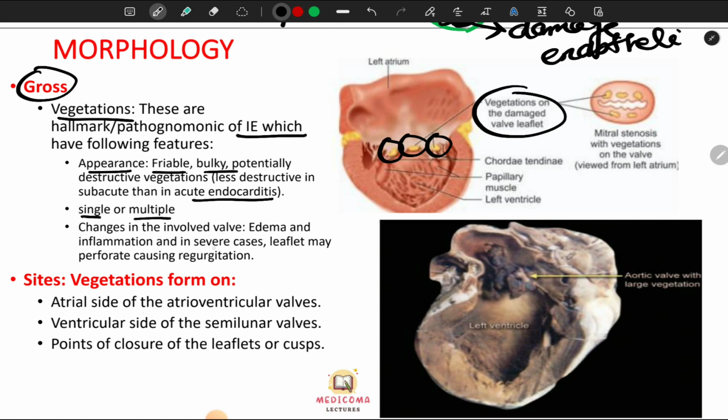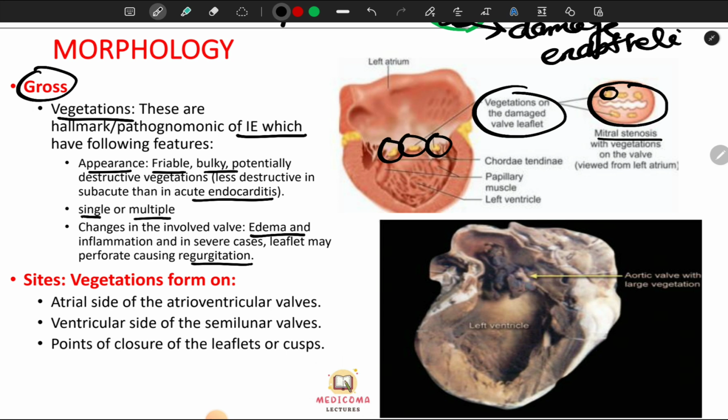So what are the changes which we can see in the involved wall? There may be edema and inflammation. In severe cases, leaflets may perforate, causing regurgitation. As we know, there is mitral stenosis, with vegetation on the wall. So these are the vegetations formed, the morphological feature of infective endocarditis.